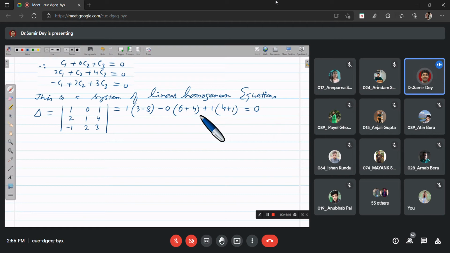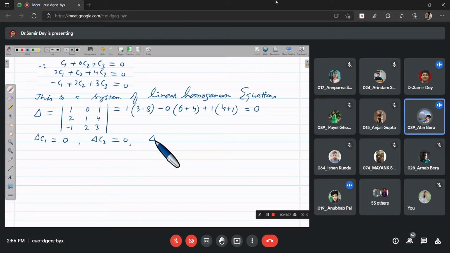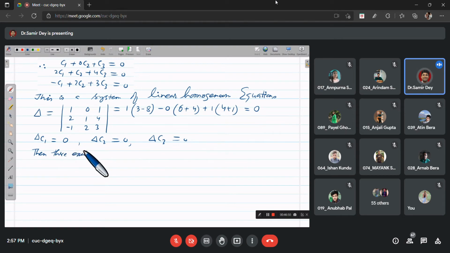So from the concept of Cramer's rule, if del becomes 0, what is your del C1? Obviously 0. Del C2 is equal to 0. Del C3 is also equal to 0. So if del is 0 and all of del C1, del C2, del C3 are 0, then what type of solution exists? So many solutions. Then there exists infinite solutions.